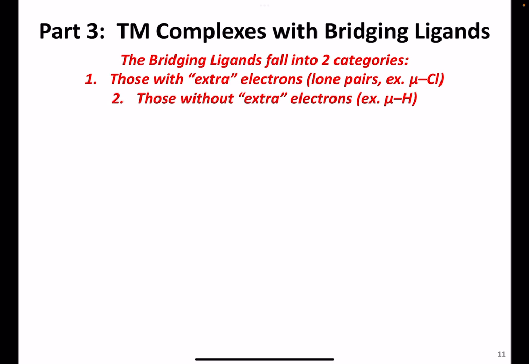All right, well, what are we going to do about bridging ligands? Well, bridging ligands fall into 2 categories. Those with extra electrons, and by extra electrons, I mean they're going to have a lot of lone pairs, and this corresponds to bridging chlorides, which are always represented, the bridge is represented by the mu notation, and those without extra electrons, like bridging hydrides.